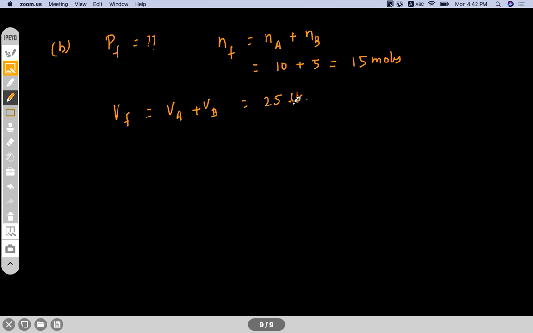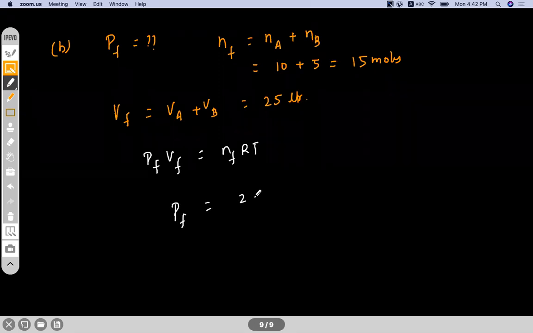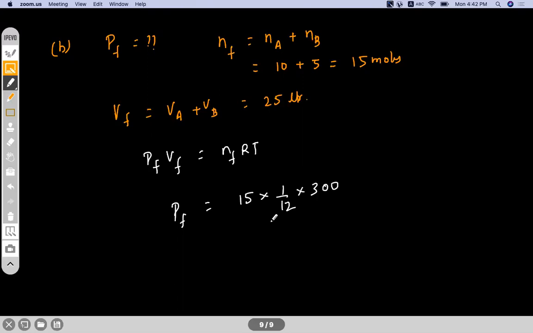So when the stop cork is open, we can write PF VF equals NF RT, T is 300 only. So the pressure PF equals NF is 15, R is 1 by 12, T is 300, VF is 25. So the 25 will get cancelled, and the pressure we are getting is 15 atmospheric.